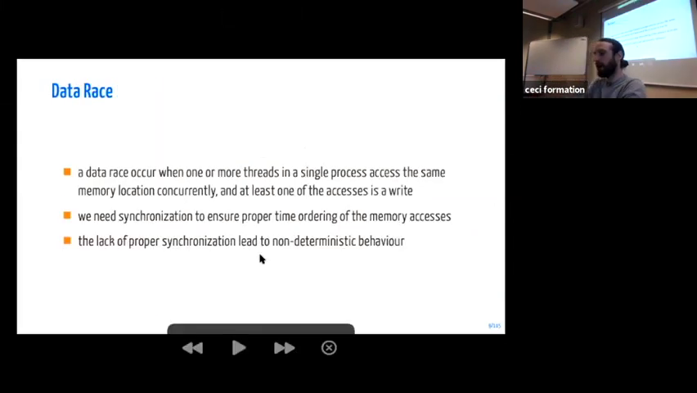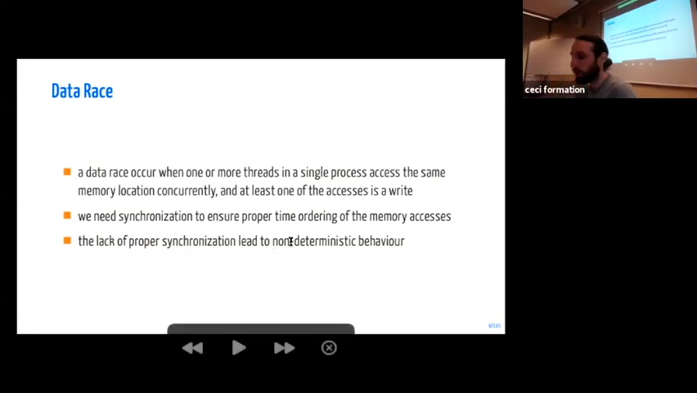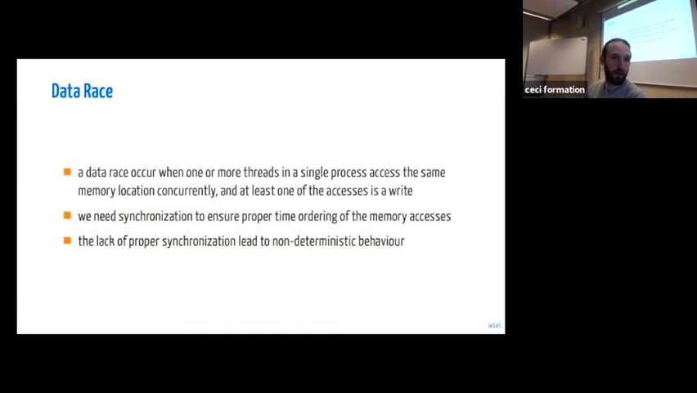Okay, and so this is the idea of a data race, which occurs when one or more threads in a single process access the same memory location concurrently, and at least one of these accesses is a write. This is why we need synchronization, in order to ensure correct time ordering of the memory accesses. If we don't do that when writing a multi-threaded program, it can lead to non-deterministic behavior.